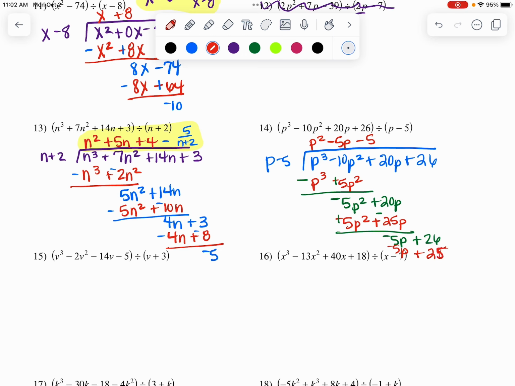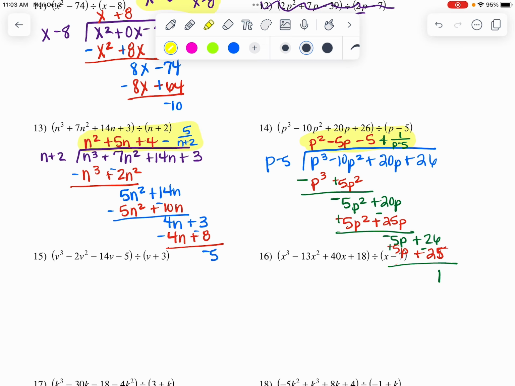That's a 5. Sorry, guys. Because whenever I subtract here, that's going to become a positive, and that'll become a negative. So you get a 1. So your remainder would be a positive 1 over p minus 5. So that's the solution for number 14, p squared minus 5p minus 5 plus 1 over p minus 5.